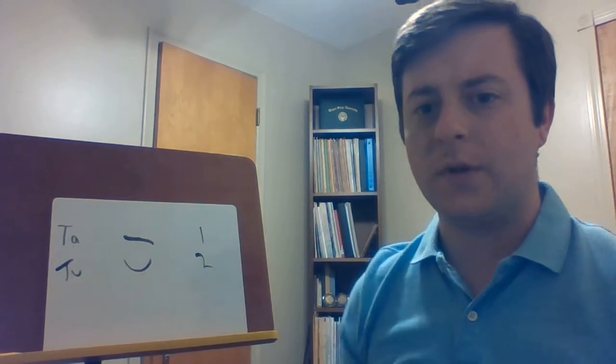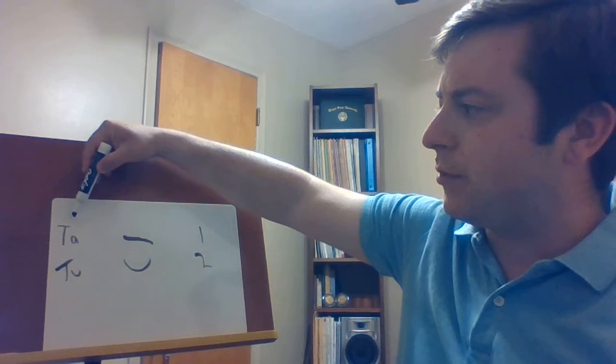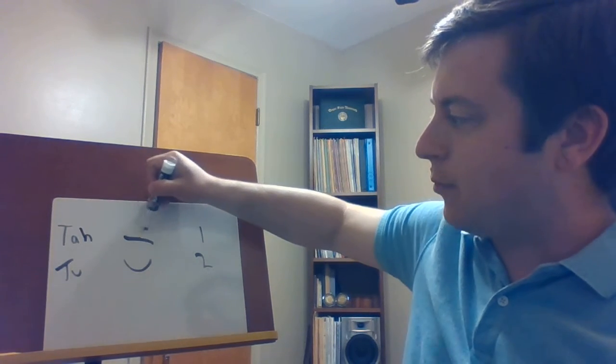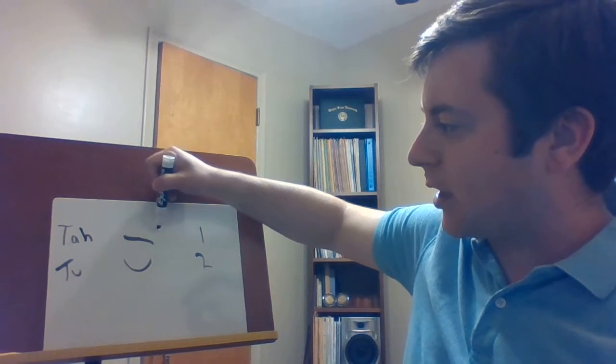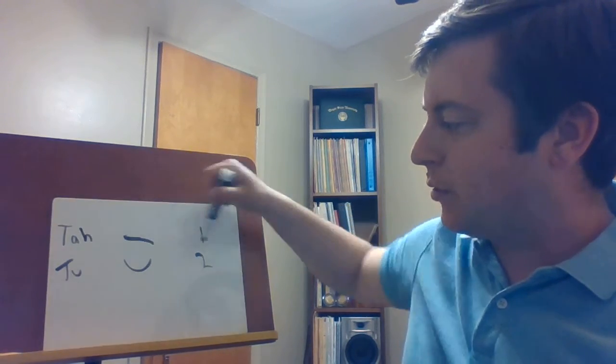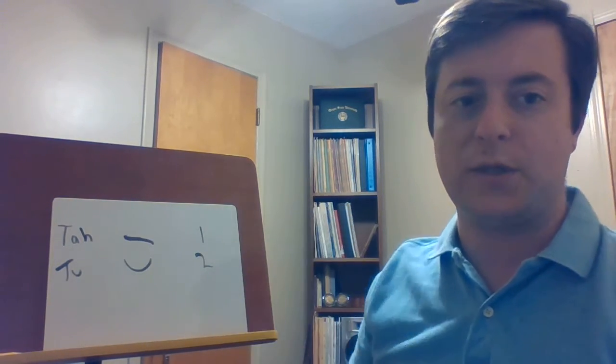First, let's review the notes that we do know. From our past lessons, you'll remember that we have ta. That should have an H. It is a one beat note and it looks like a line. Then we have tu, which is a two beat note and is shaped like a U.